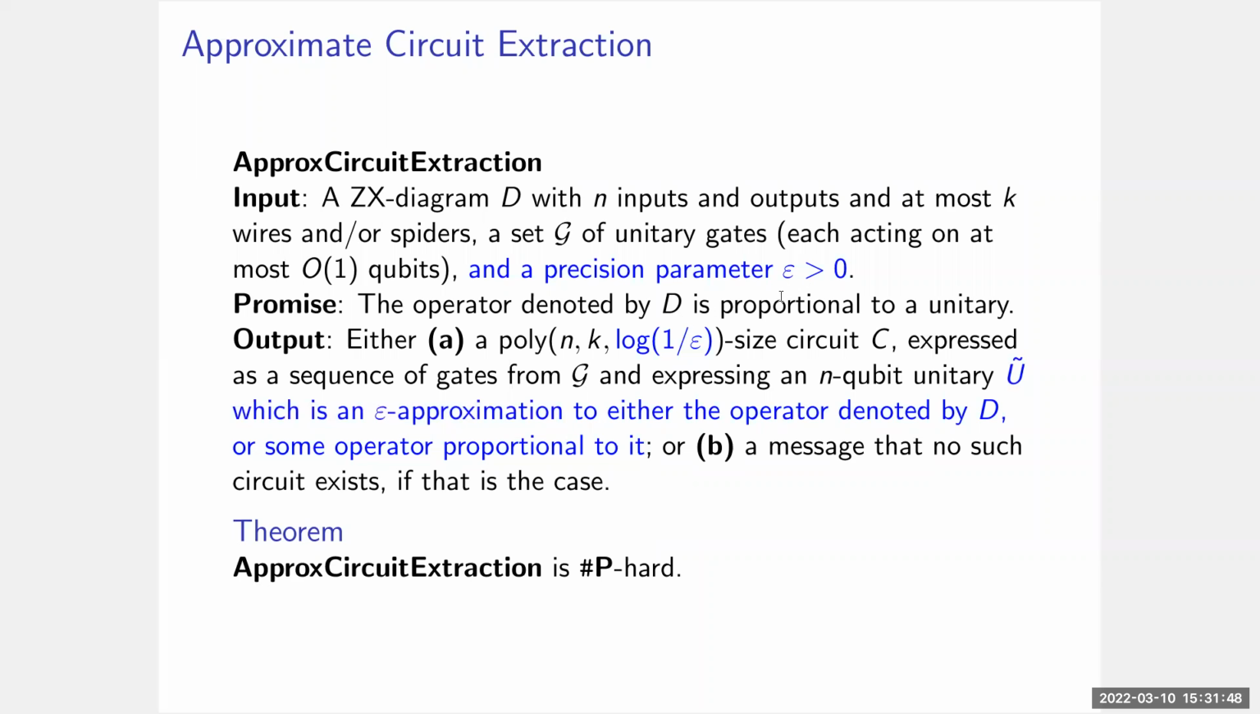And just by choosing the precision parameter correctly, this is still sharp-P hard using almost the same argument. You just need to be able to approximate this value alpha closely enough. So if you just pick epsilon small enough, then it still works. And because of this dependence here, it's still a polynomial size circuit, so you can still multiply out all the matrices.